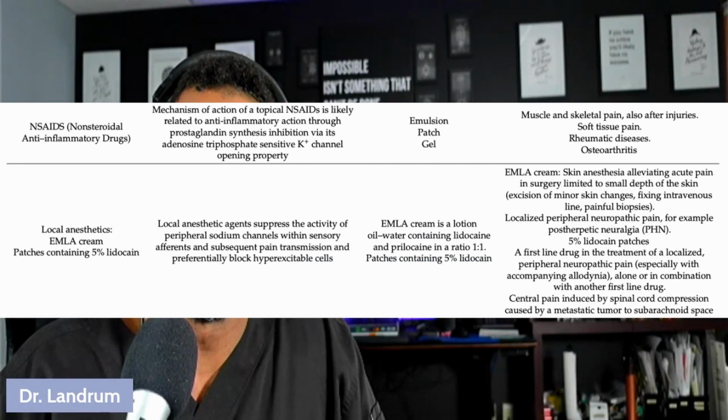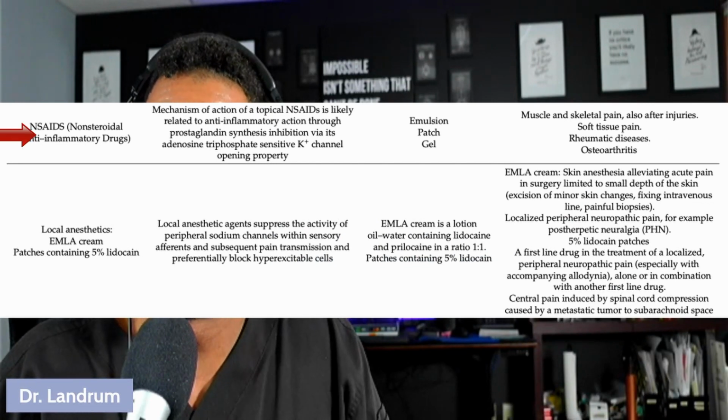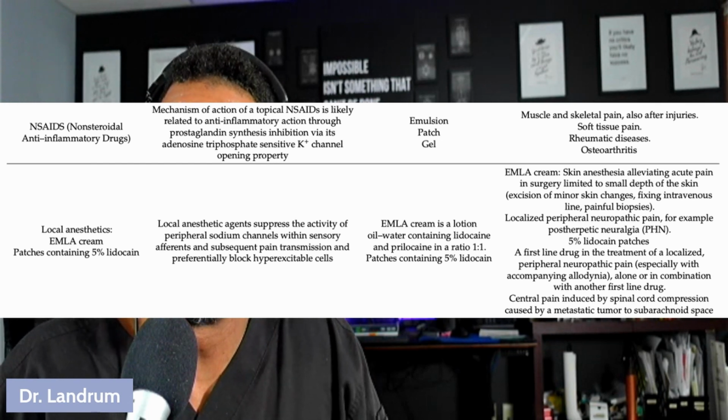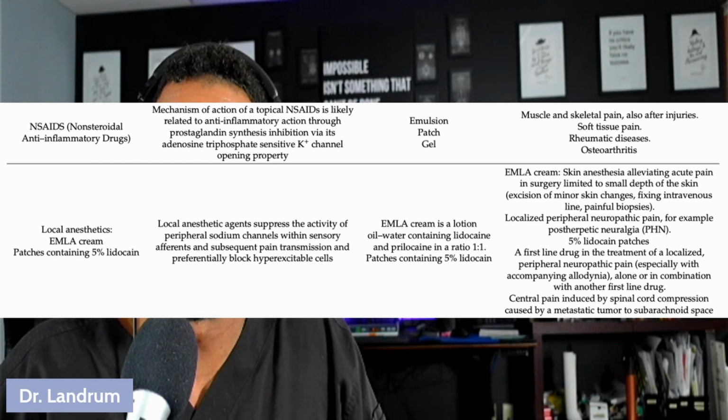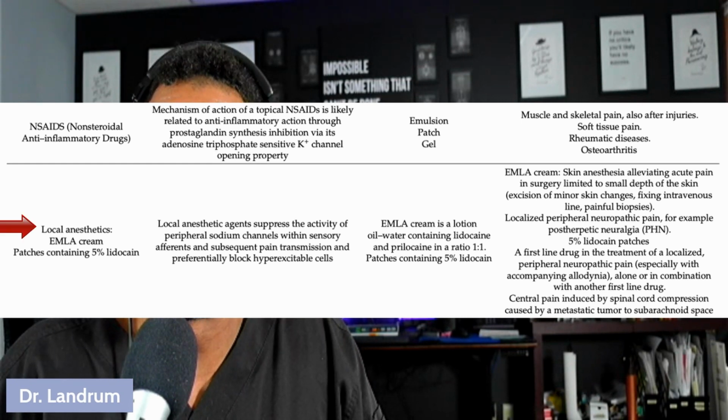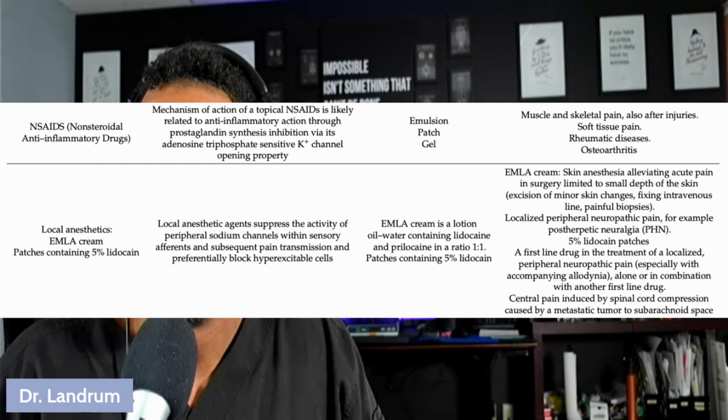So let's talk about the different classes. A couple of those classes are things like the NSAIDs, which are anti-inflammatory medications that can be helpful for musculoskeletal pain or for rheumatoid arthritis. Then local anesthetics, which include things such as 5% lidocaine, can be useful from postherpetic neuralgia to dealing with peripheral neuropathy or centrally mediated pain from a number of different reasons.